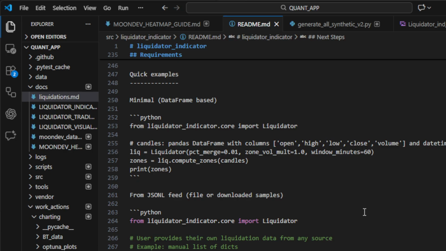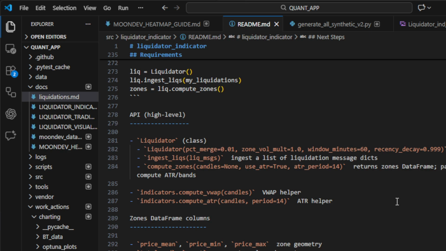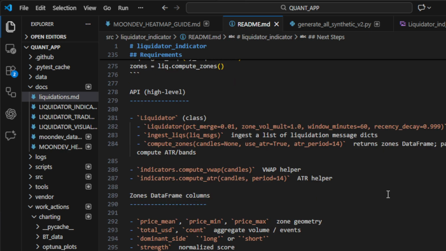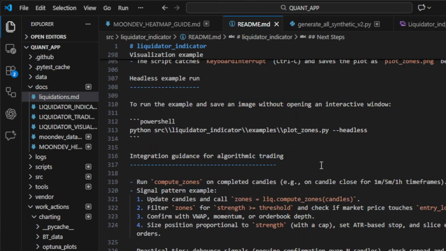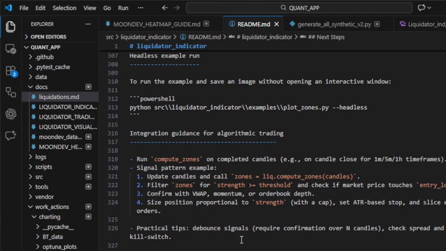Sorry guys, the computer is freezing. He's just backtesting, cooking. But I think he's almost overcooking.